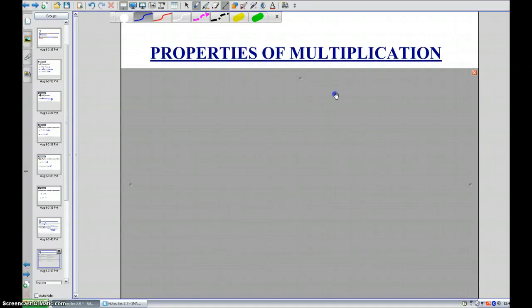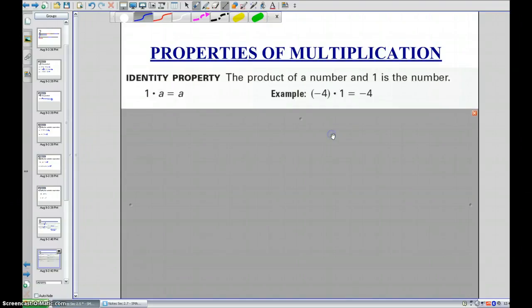Some other properties of multiplication that we need to go over. The identity property. So the product of a number and 1 is the number. Think back to the identity property of addition, where we had a number plus 0 gives us that original number. That's the whole point, is to get back to the original number. What number can I multiply any single real number by to get back to that original number? Well, that would be the number 1. So in our example here, we have negative 4 times 1, which would give us negative 4.